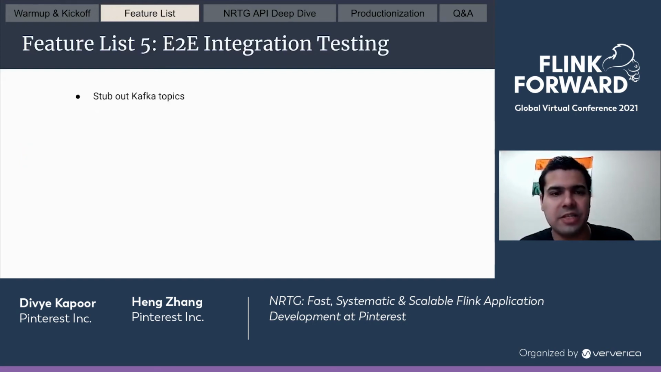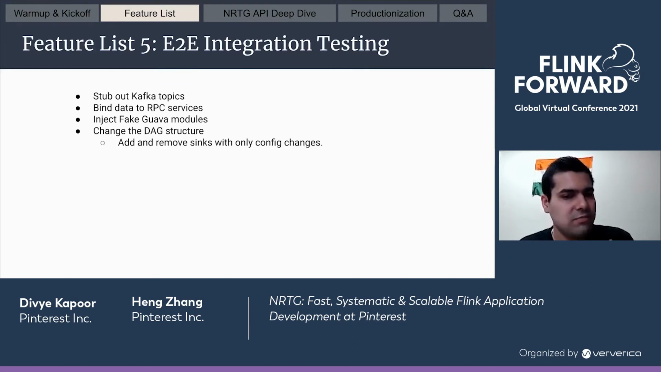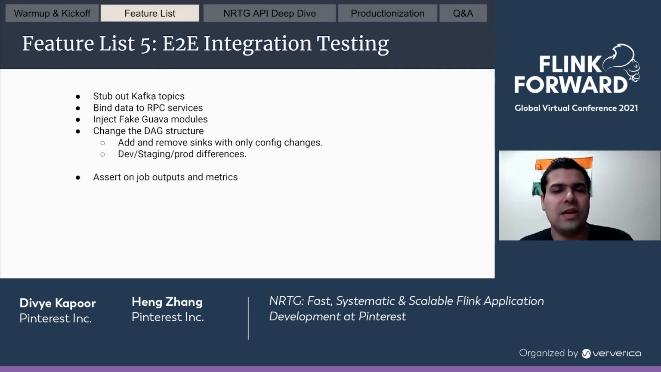And end-to-end integration testing worked out. We stubbed out Kafka topics, bound data to RPC services, injected fake Guava modules, changed the DAG structure. We add and remove syncs with only config changes, dev staging prod differences exist, and we assert on job outputs and metrics. Lots and lots of hoops to make this work well. It took us more than a month, pretty long, to actually stabilize this.